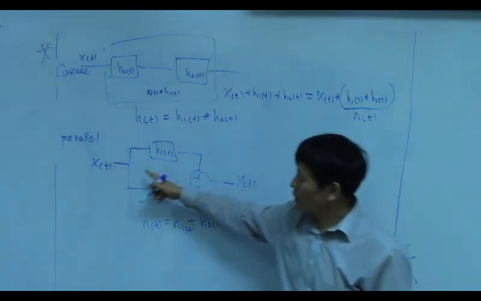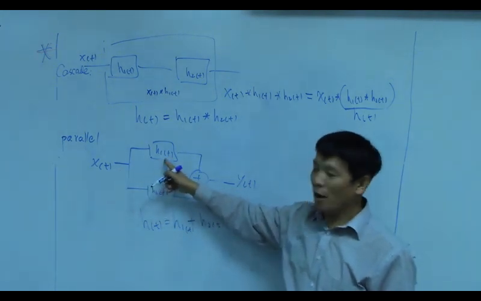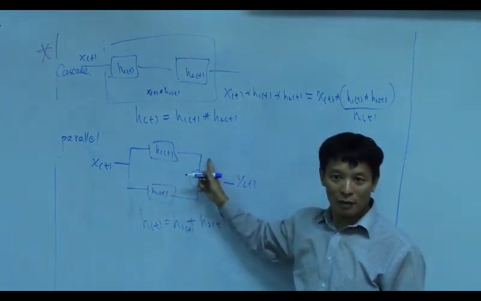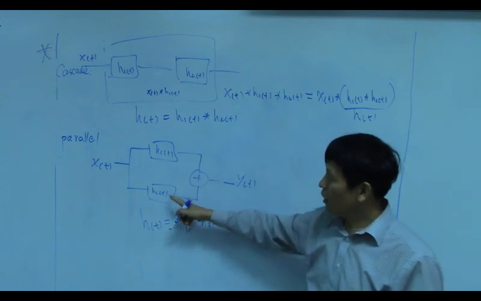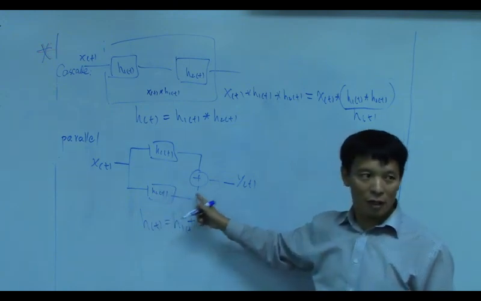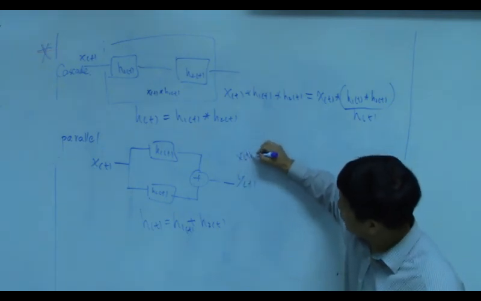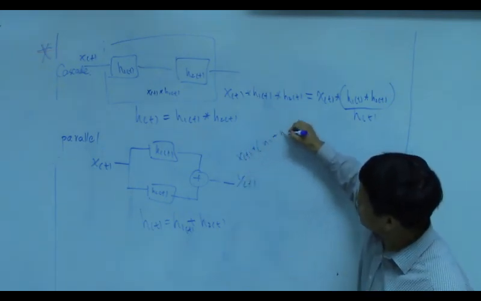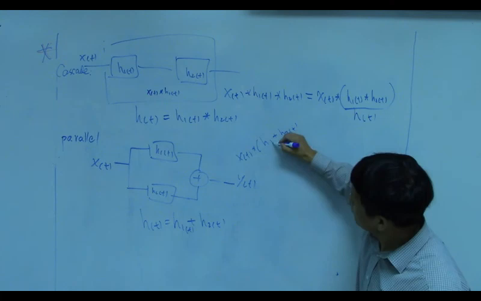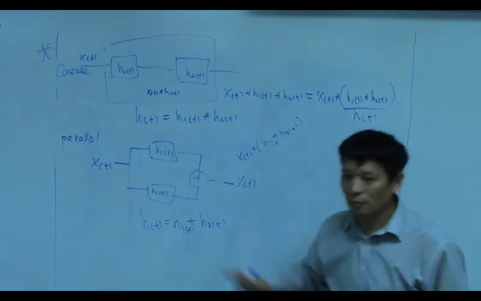This one is x convolved with H1 here. What's this one? This one will be x convolved with H2. Add up together, we use the distributive property. That one will be x convolved with H1 plus H2. So that's why this makes sense.